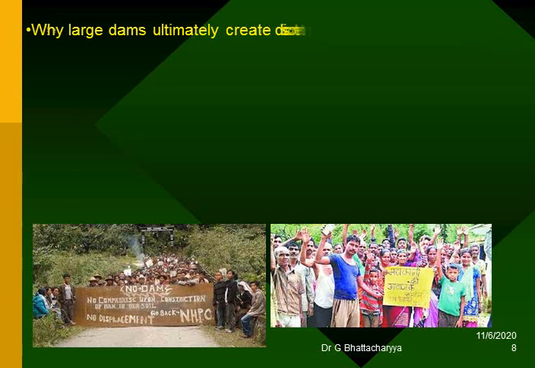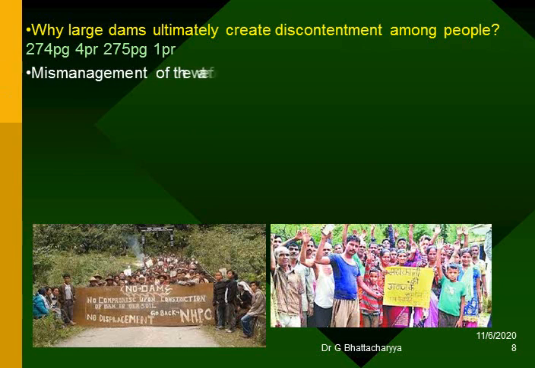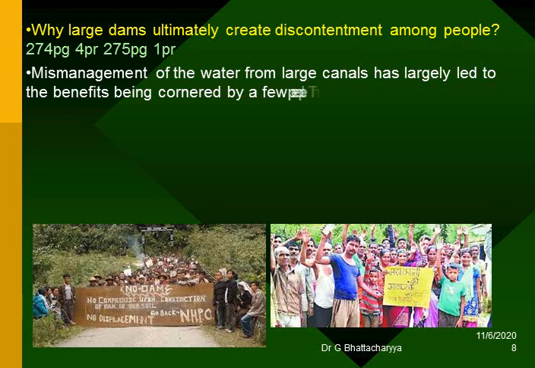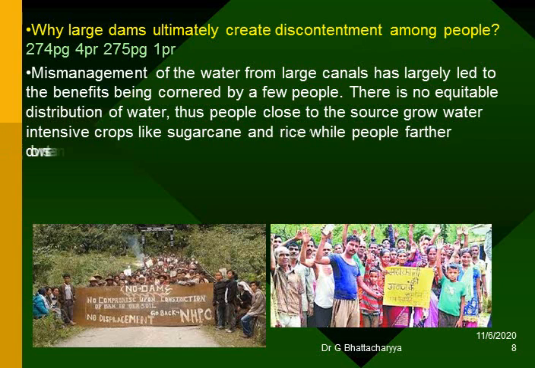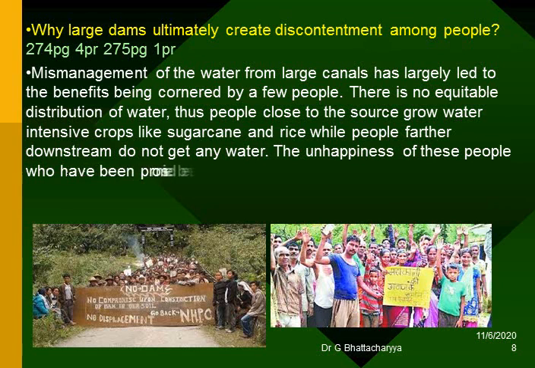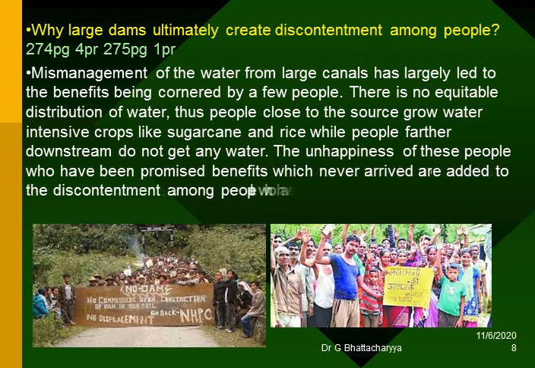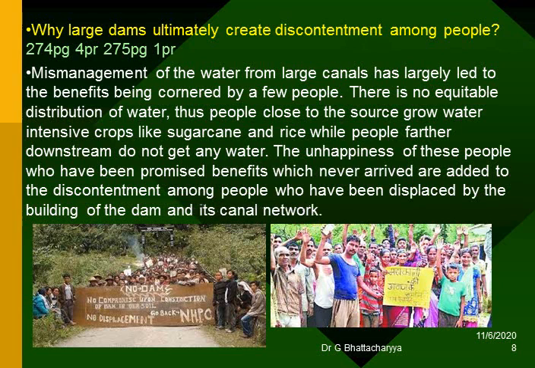Why do large dams ultimately create discontentment among people? Mismanagement of the water from large canals has largely led to the benefits being cornered by a few people. There is no equitable distribution of water. Thus, people close to the source grow water-intensive crops like sugarcane and rice, while people further downstream do not get any water. The unhappiness of these people who have been promised benefits which never arrived is added to the discontentment among people who have been displaced by the building of the large dams and its canal network.